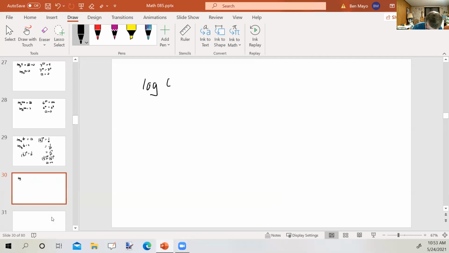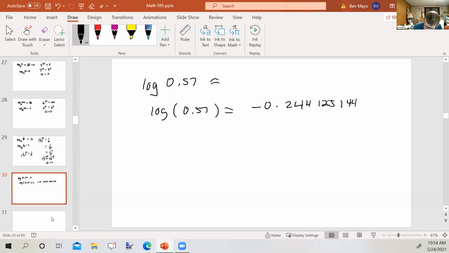It says log 0.57. So that's log base 10. I'm going to push the log button on my calculator, and I get log parentheses 0.57. Close it up, push equals, and I get -0.244125144. The 2 would round down, so it's going to be -0.2441, approximately.